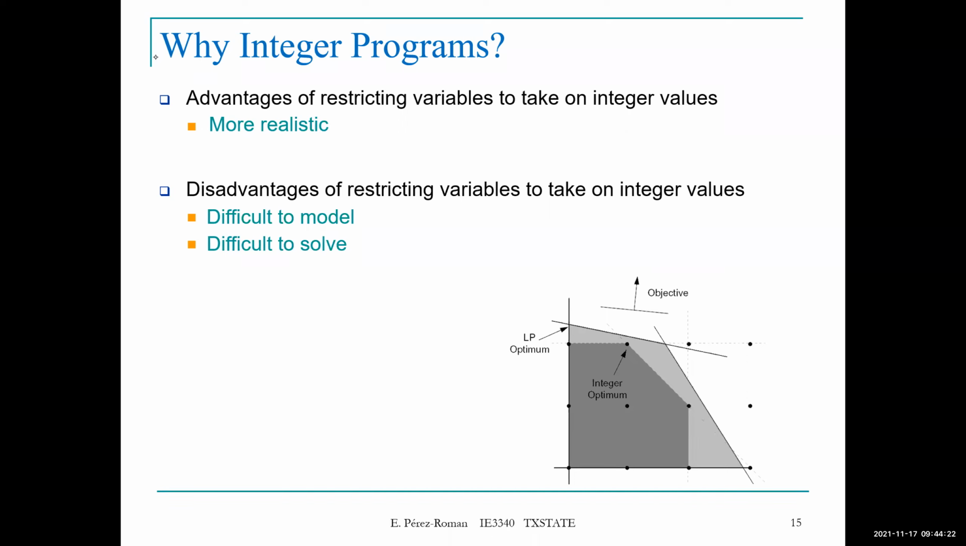So in this picture right here, I'm trying to illustrate the difference between the feasible region of the linear programming model and the feasible region of the integer programming model. And as you can see, that feasible region for the LP model is bigger. And the integer feasible region will be inside the feasible region for the LP formulation.